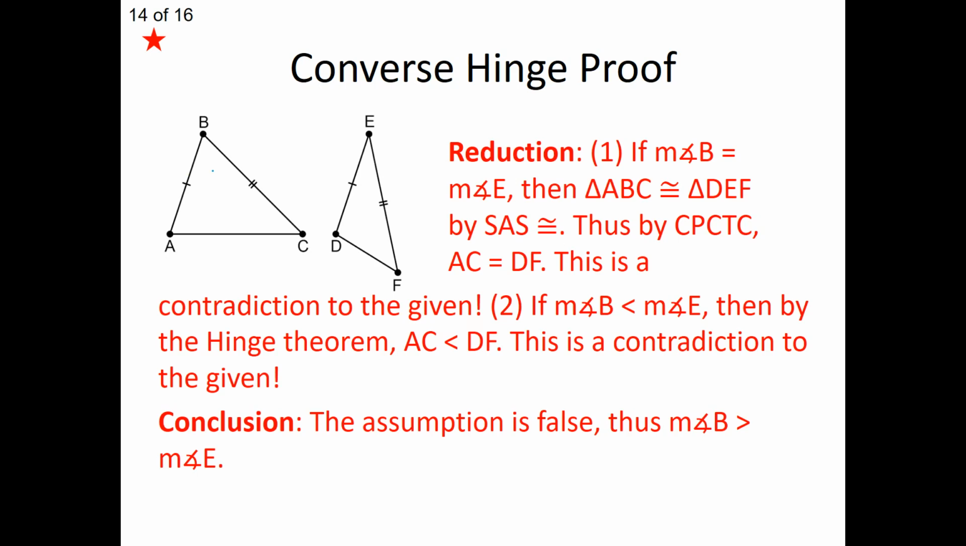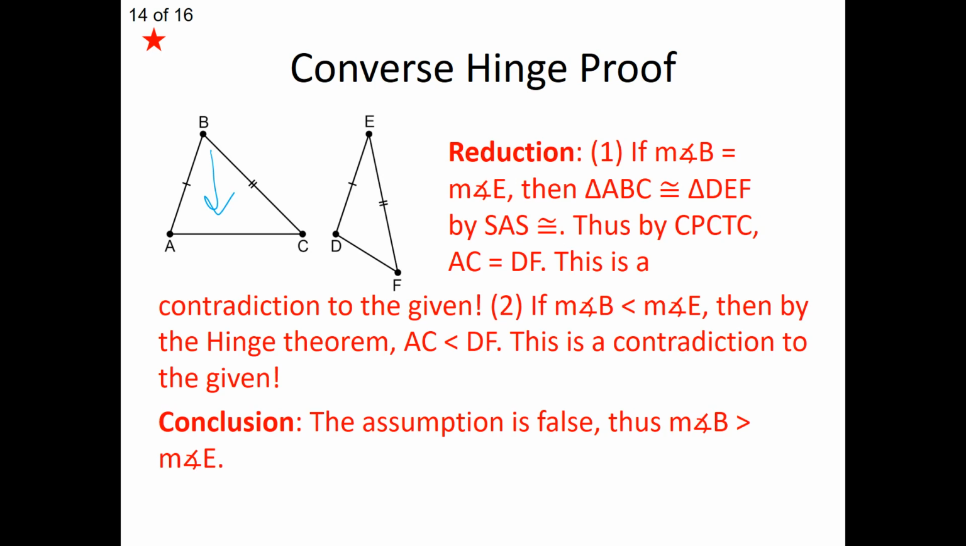Now look at angle B. Angle B is clearly smaller than angle E, right? Look at it, obviously. Angle B is clearly less than angle E. Then, by the Hinge theorem, if angle B is less than angle E, that means the side opposite of the lesser angle is the lesser side. In other words, AC is in fact less than DF.